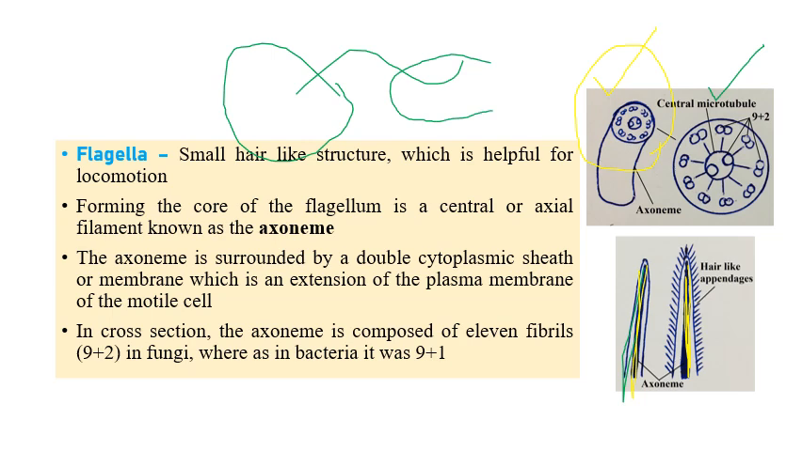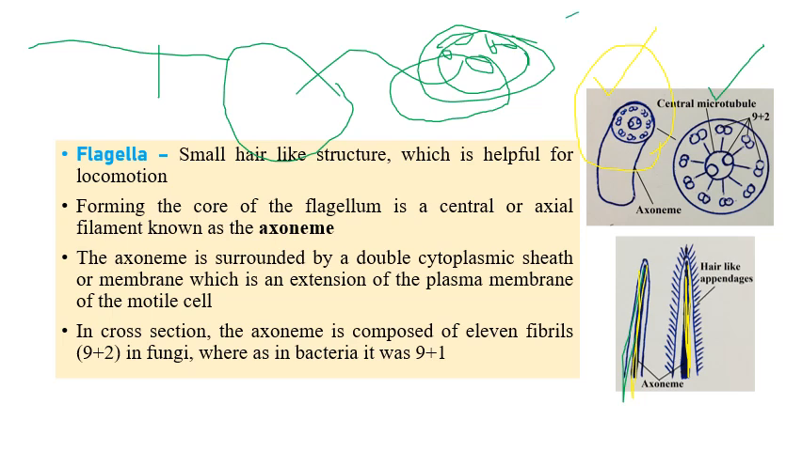If you see the cross section of the flagella, imagine this is a flagella, we are seeing the cross section of flagella. So 9 means 1 2 3 4 5, 9 rings are present on the corner, and 2 rings are present in the middle, that is the 9+2 arrangement. If you take the cross section, the 9+2 arrangement will be present in fungi, whereas in 9+1, on the round 9 rings are present, and in the middle only 1 ring is present.